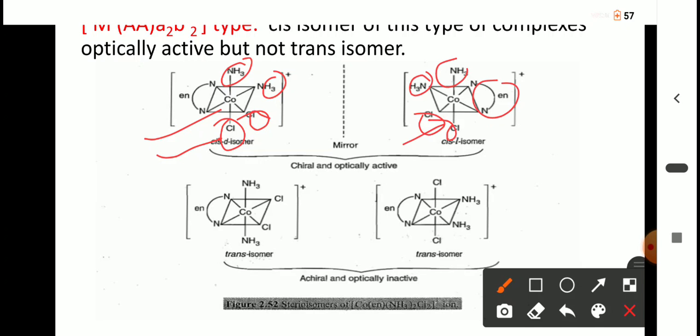There are two types of trans isomers possible. This is one trans isomer and this is another trans isomer, where the molecule is having a plane of symmetry. Because of the plane of symmetry, these trans isomers are optically inactive. When they have a plane of symmetry, their optical activity gets cancelled. Therefore, they are optically inactive.